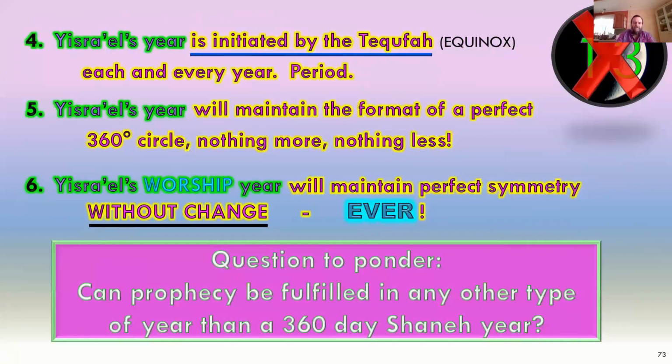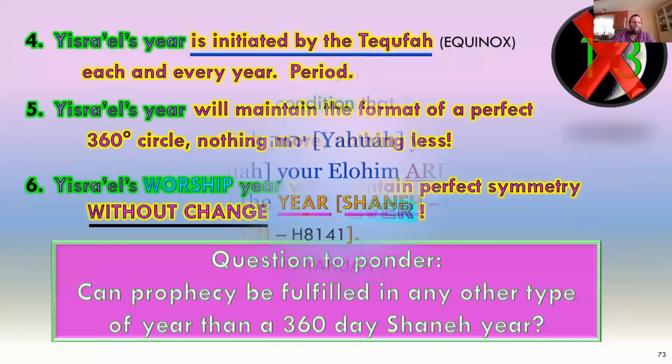Question to ponder: can prophecy be fulfilled in any other type of year than a 360-day Shana year? Why do I ask that? Because all prophecy is laid out in strict 30-day months. No, that does not include 31-day months, nor does it include 29.5-day months. Prophecy is laid out in strict 30-day months, exactly as the Shana year contains.